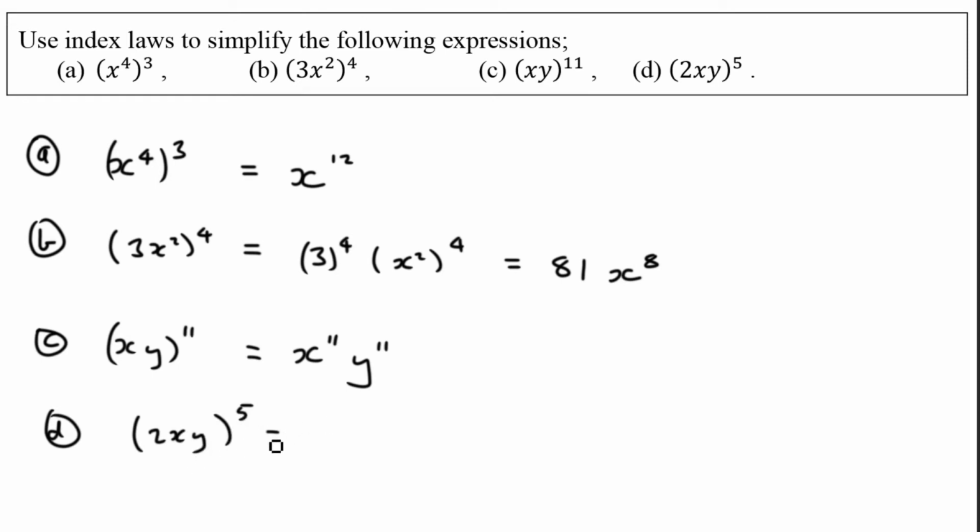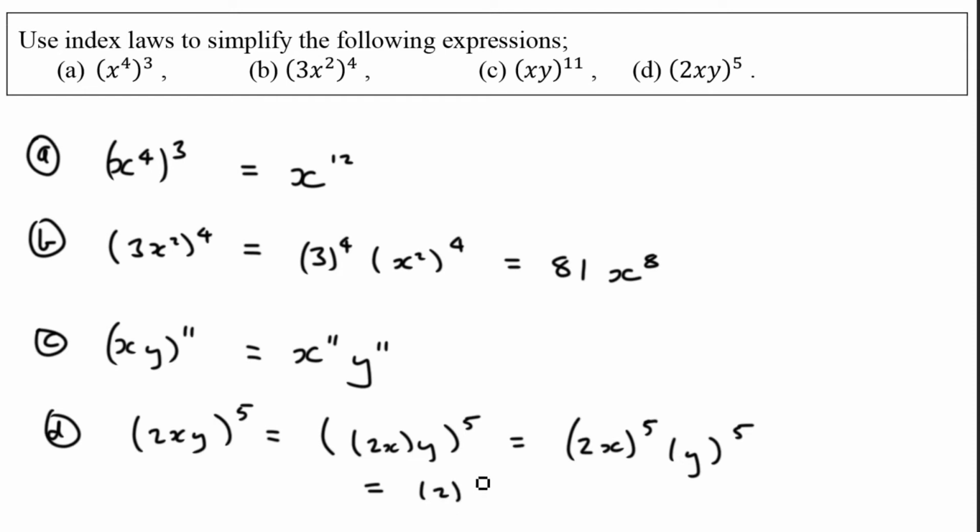Well, one way we could do this would be to regard the thing we are raising to the power of 5 as the product of 2x and y. So therefore we can use our index law to write (2x) to the power of 5 times y to the power of 5. Then we could use the law again to split the (2x) to the 5 into 2 to the 5, x to the 5. We've still got that y to the 5. So our final answer would be 32, being 2 to the 5, times x to the 5, times y to the 5.